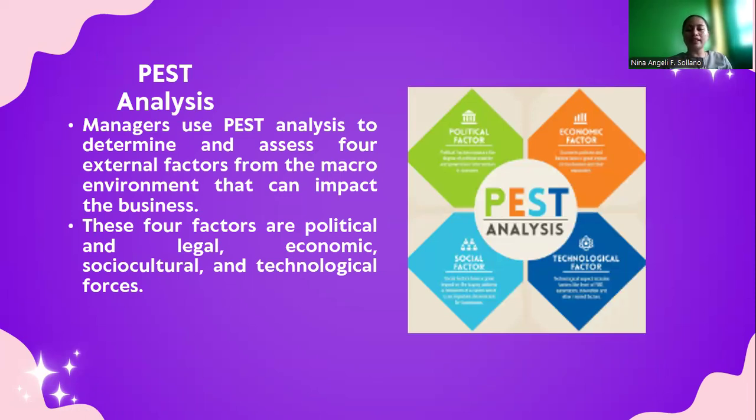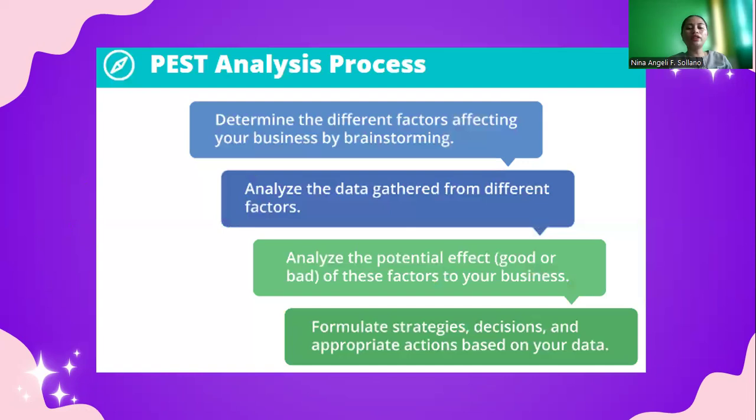Now we have PEST analysis. PEST again stands for political, economic, social, and technological factors. Okay, so this also gives the macro and micro impact in our business. So here is the process for PEST. Determine the different factors affecting your business by brainstorming. Analyze the data gathered from the different factors. Analyze the potential effect, good or bad, of these factors on your business. And formulate strategies, decisions, and appropriate actions based on your data.